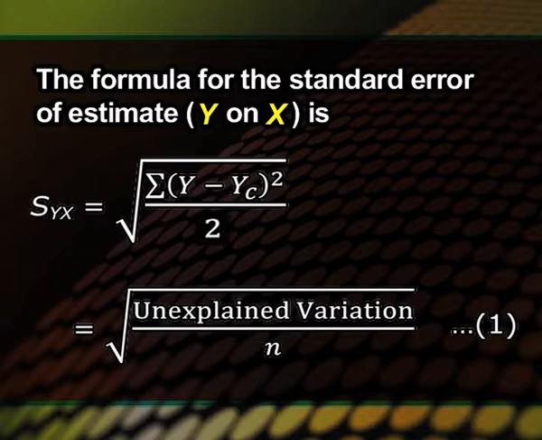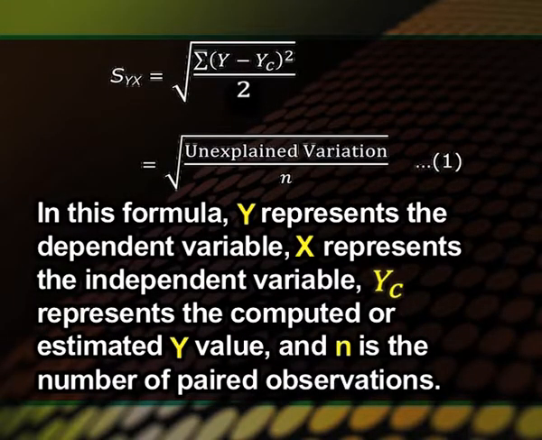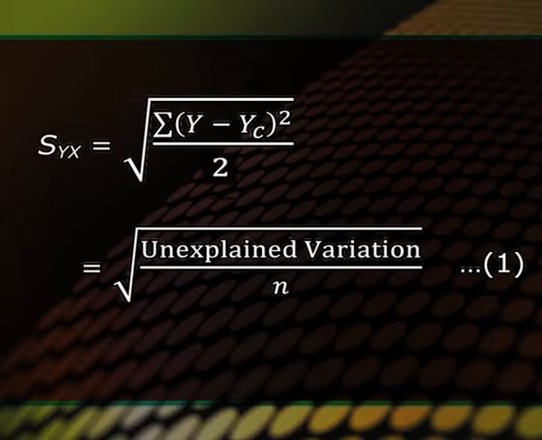Let's make this equation 1. In this formula, y represents the dependent variable, x represents the independent variable, yc represents the computed or estimated y value, and n is the number of paired observations. The above formula for computing the standard error of estimate is not a practical one, but it is a good definitional formula to explain the nature of Syx. In this formula, it is clear that the standard error of estimate is the square root of the mean of the squared deviations of the computed y values, that is yc, from the actual y values.